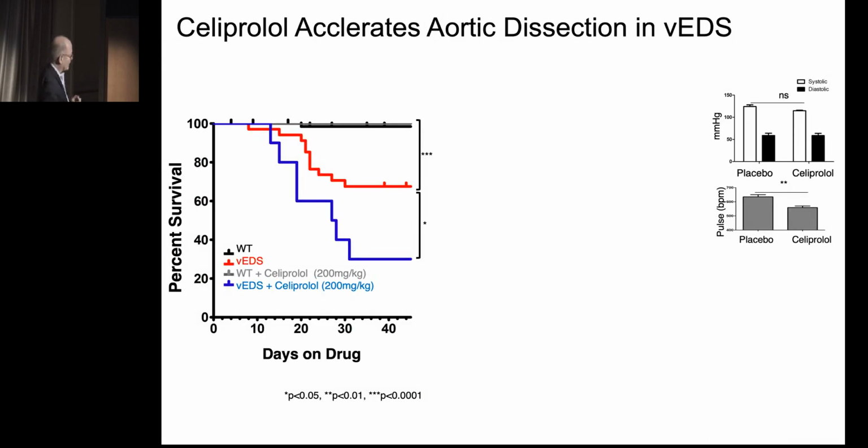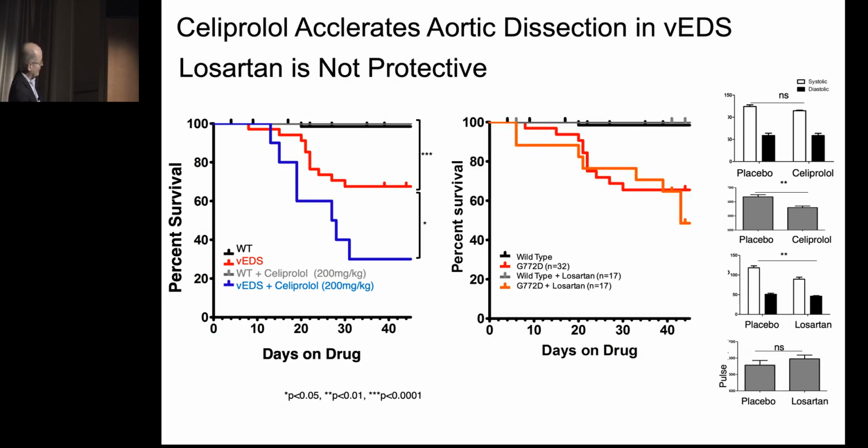There was one report in JAMA suggesting that a specific beta blocker called celiprolol is protective in vascular EDS. It was a very small study that was not controlled in a number of ways, but patients are really desperate to receive this therapy. We can show in both mouse models that celiprolol unequivocally accelerates death due to aortic dissection in the vascular EDS mice. And curiously, for the first time, losartan is not protective in this model. It doesn't aggravate the disease, but it's also not protective.